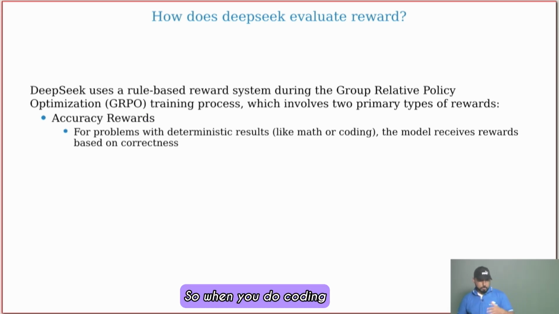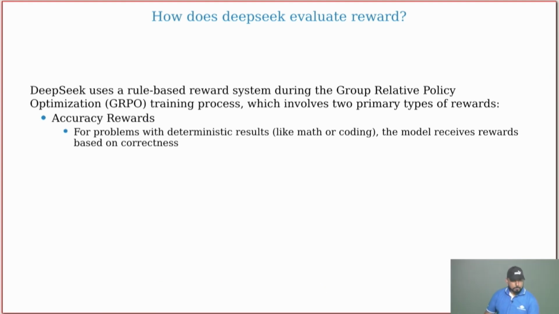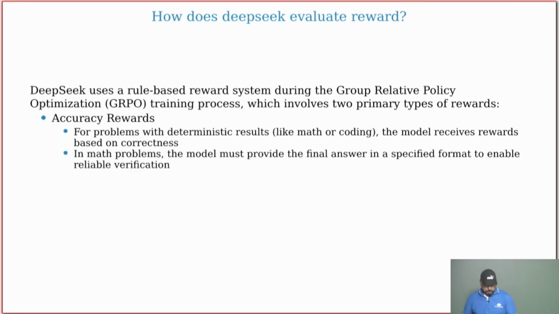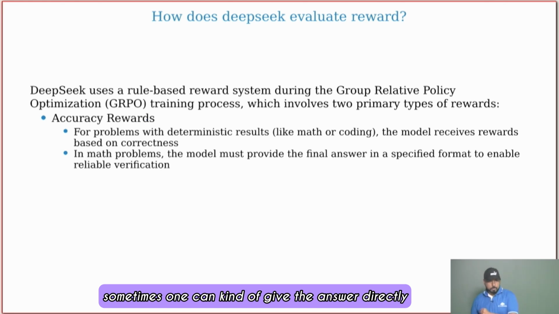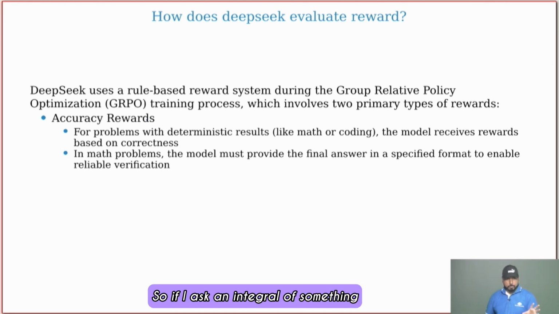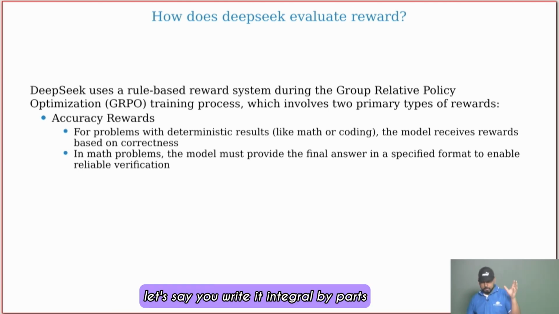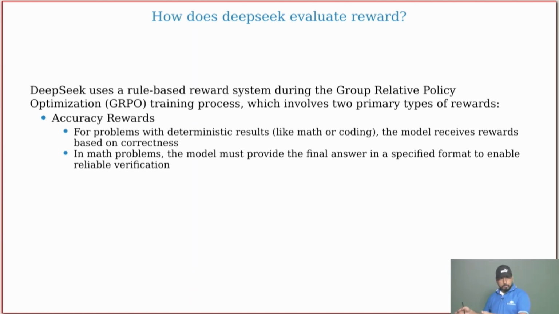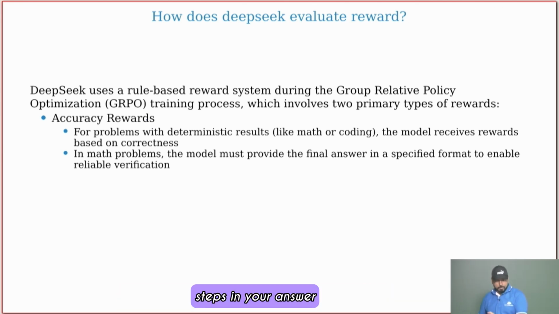It's about reasoning. So when you train something to do coding, it's as if you are making it go through all the steps and not just give an answer in the end. In math problems also, sometimes one can give the answer directly. So if I ask for an integral of something and I get the answer, but sometimes an integral involves some steps, like you write it as integration by parts and then you separate those and so on. So you do this in 3-4 lines and then you get to the answer. This is called reasoning, where you are explaining the process steps in your answer.